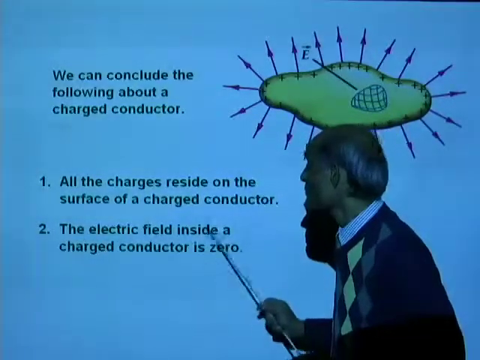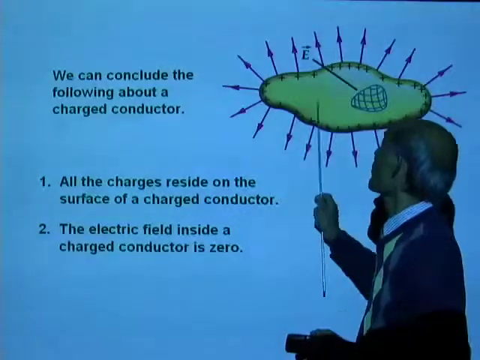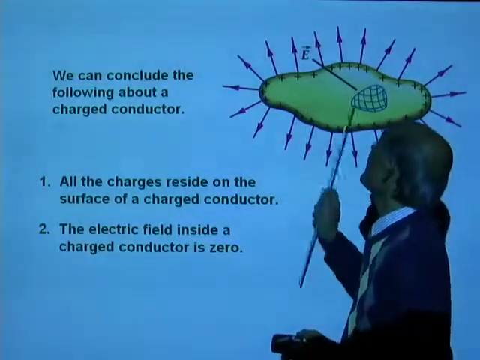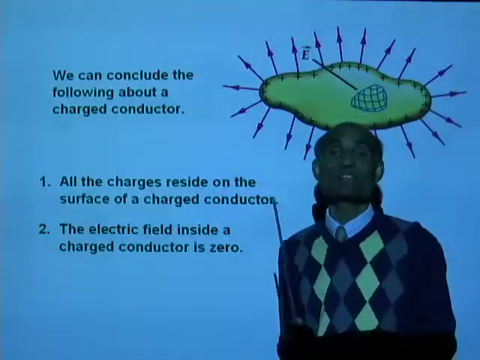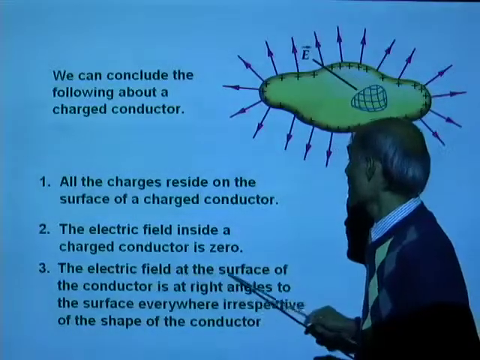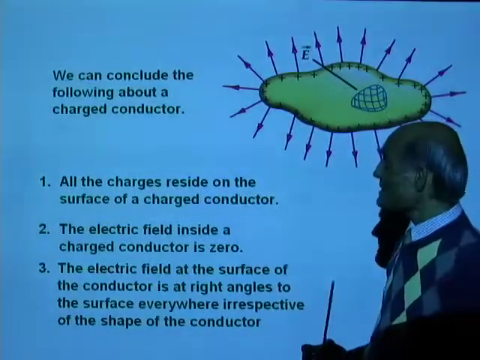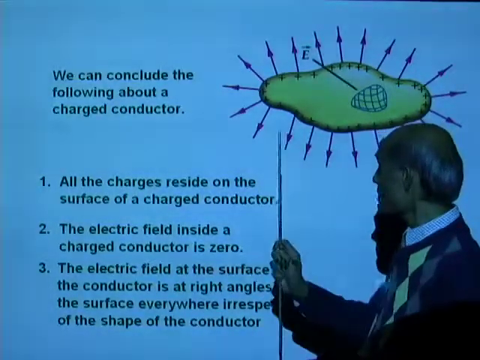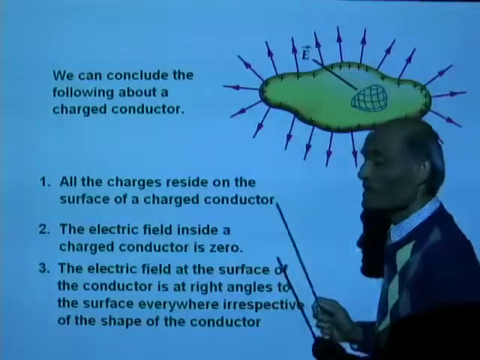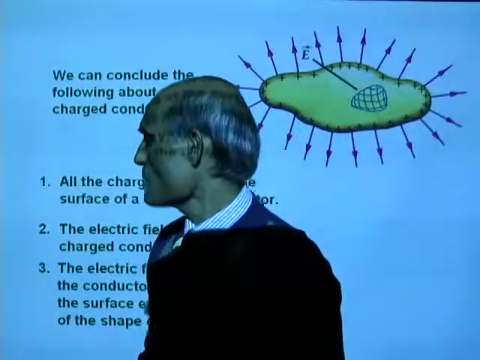Second, the electric field inside a charged conductor is 0. There will be no electric field inside a charged conductor. Third, the electric field at the surface of the conductor is at right angles to the surface everywhere, irrespective of the shape of the conductor. Now, what does that mean?